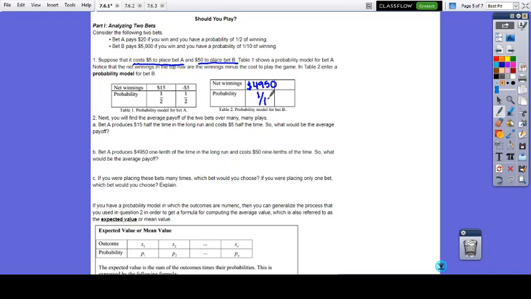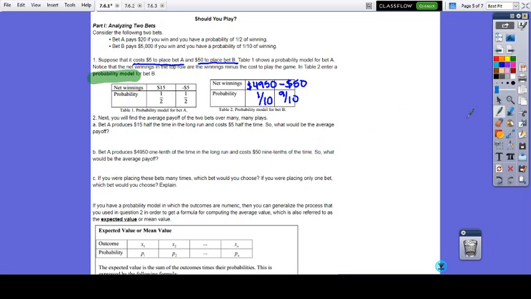And we have a 1/10 chance to do that. If we lose, we're losing $50. Okay, and we have a 9/10 chance to do that. So this is our probability model. So if you're seeing your highlighted information here, that's your probability model that you see in each of those.